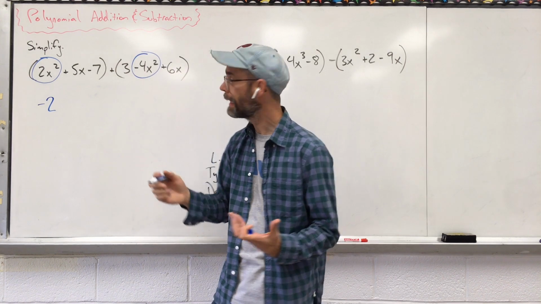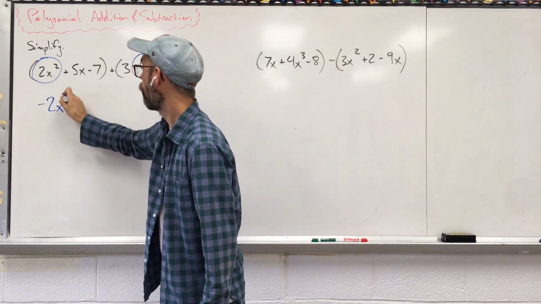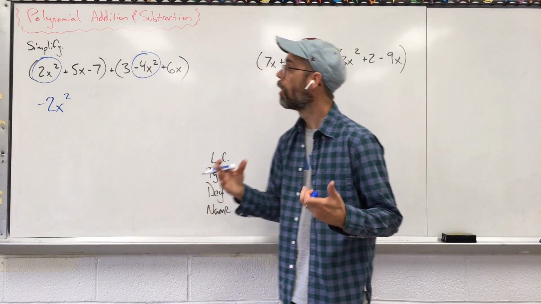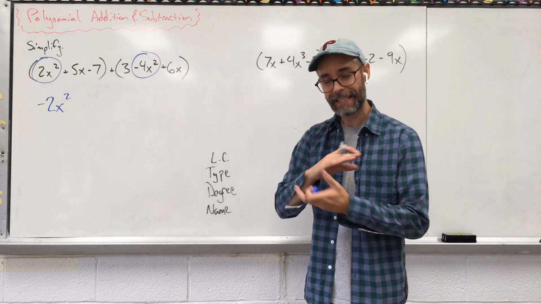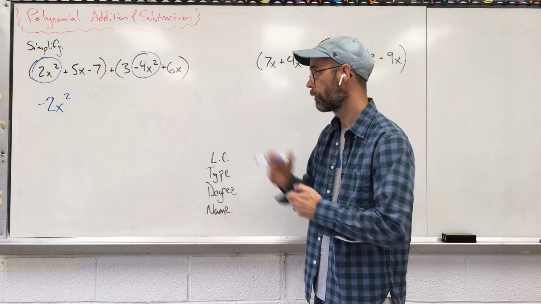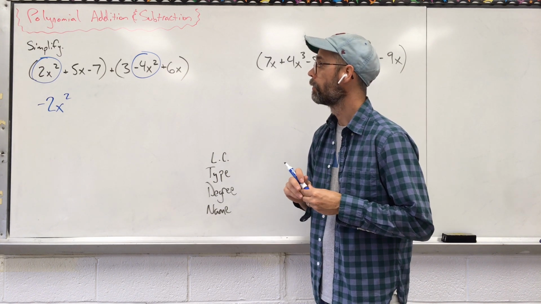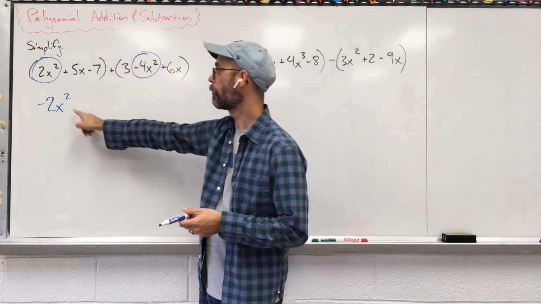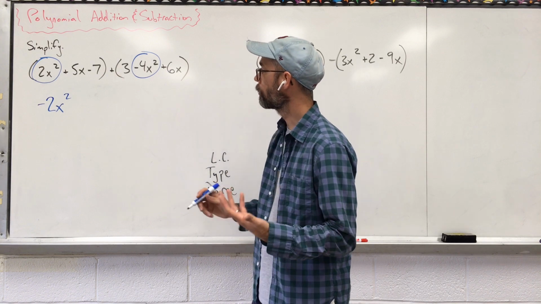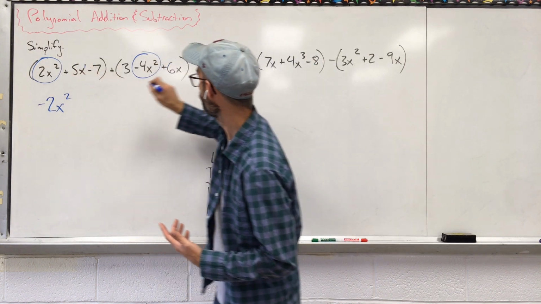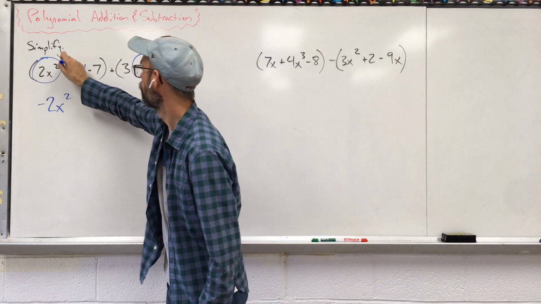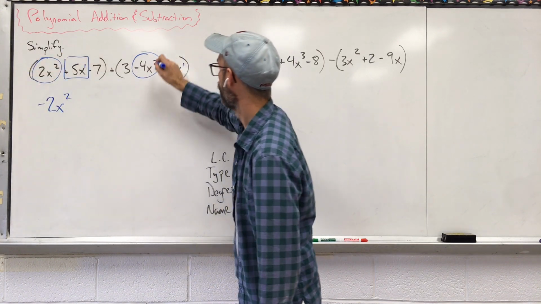What are we combining here? X squared. When we add and subtract polynomials, the variable stays exactly the same as we originally started with. So we start with x squareds, we end with an x squared. The next highest exponent would be a 1. So we're looking at that and that, and I'm going to draw a box around them.